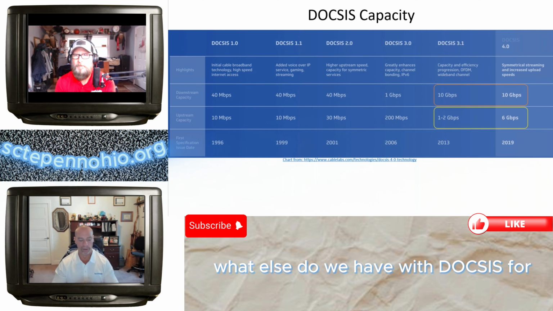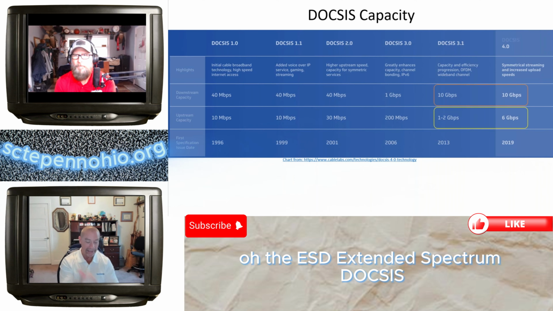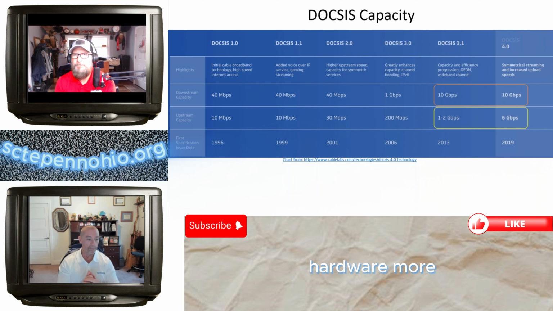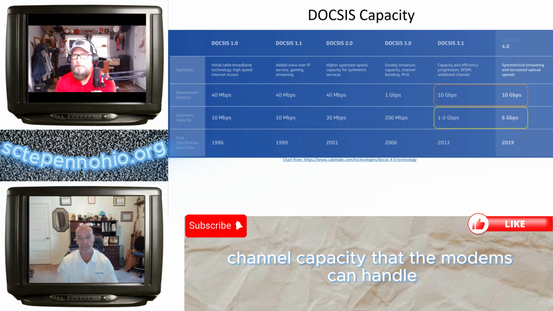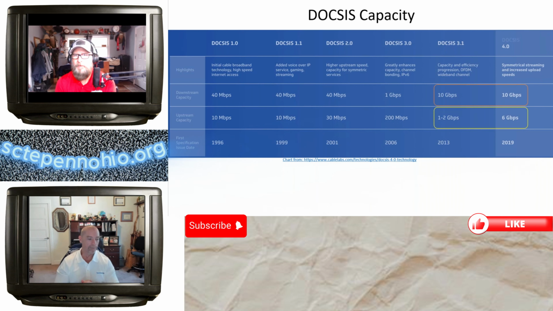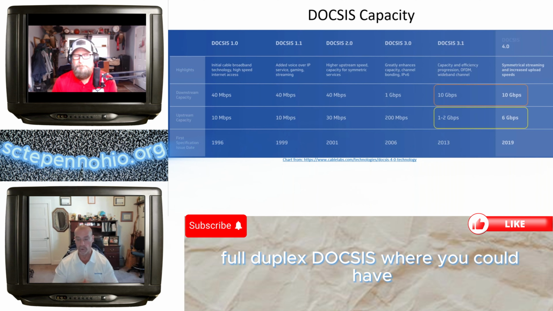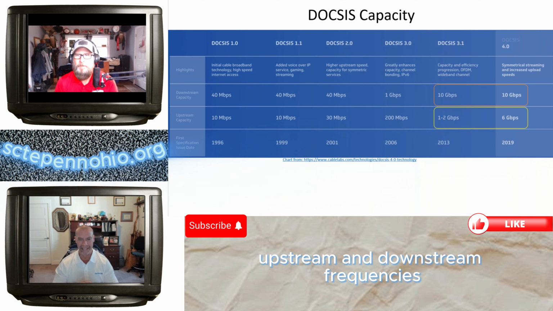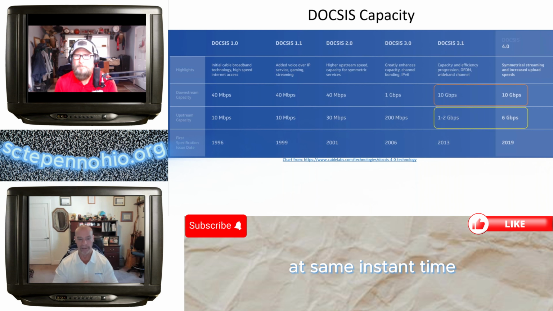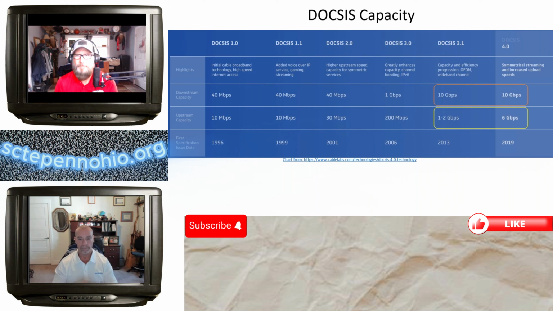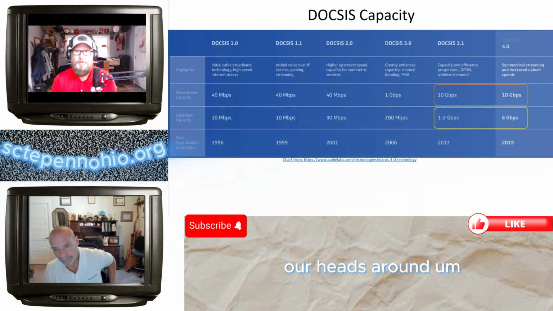What else do we have with DOCSIS 4.0? The ESD, extended spectrum DOCSIS, so the frequency space was hardware. More channel capacity that the modems can handle, that's hardware. And then security things of that nature. And what else on the upstream? I would think FDX, right? FDX is a big one. Full duplex DOCSIS, where you could have upstream and downstream frequencies at the same instant in time in the network, not at the modem, but in the network. Yeah, that one's going to take a little while to get our heads around.